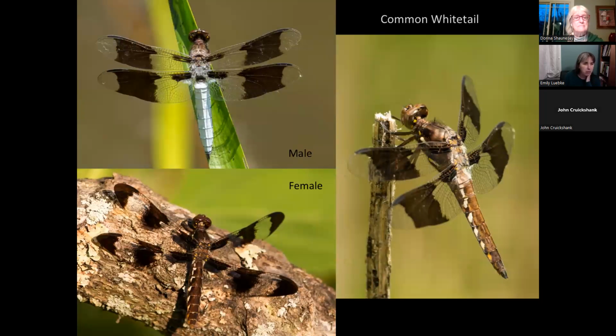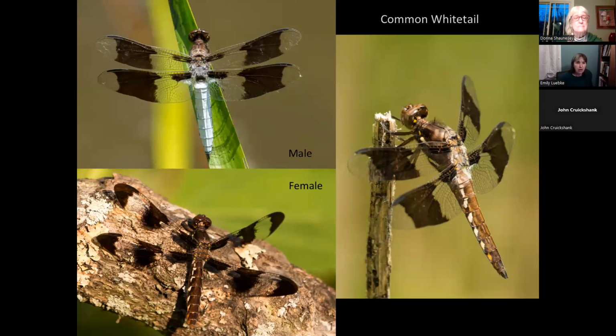Okay, here's another one where I'm going to ask you to take a chance to observe. We'll talk about the male and the female here. This is the common whitetail. This is a dragonfly which really lives up to its name. It is very common, and it flies a good portion of the year, so this is one that you are very likely to see. Up on the top, we have the male. If you're looking, you will notice that its abdomen is fairly white, sort of bluish white, so you can understand where it gets its name from.